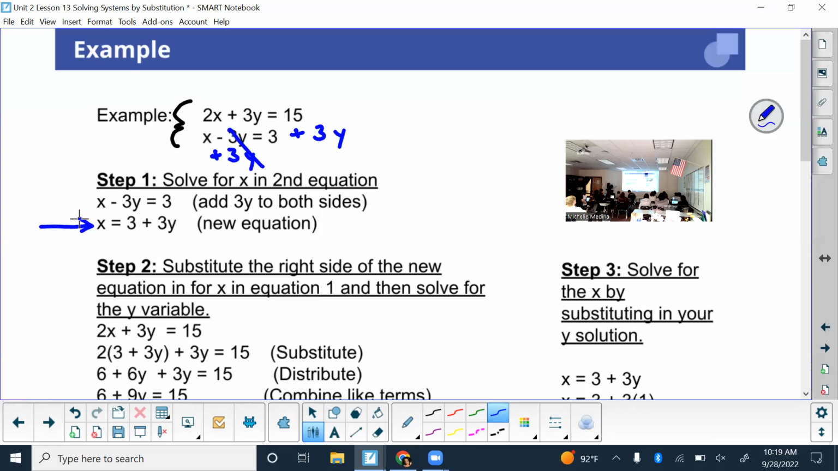Are these like terms? No, one has a variable, the other one doesn't. So don't combine them, just write them next to each other. So now this is my new system of equations.